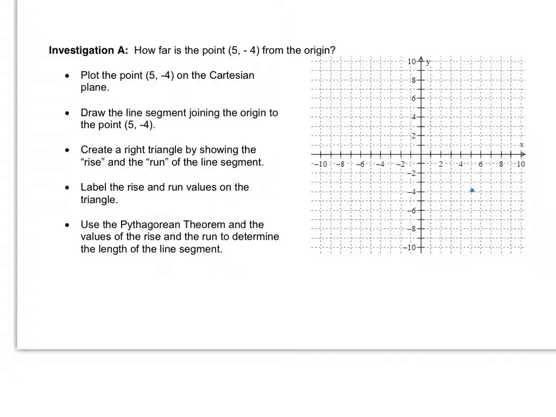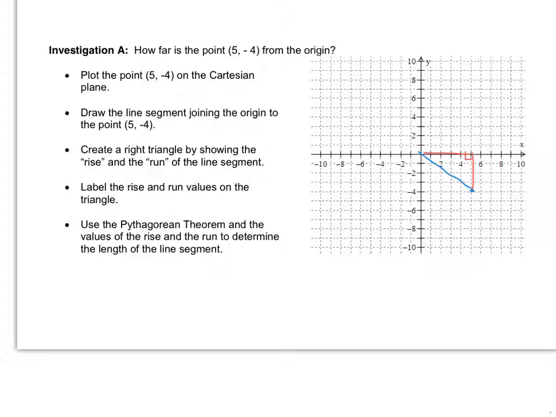Before I actually show that, I'm going to draw the line segment joining the point 5 comma negative 4 to the origin, the 0, 0 point. I want the length of the line segment that I just drew in. To get that, we're going to create a right triangle by showing the rise and the run of the line segment. When I plotted that point, I went 5 units to the right, and then 4 units down. And there's my right angle triangle.